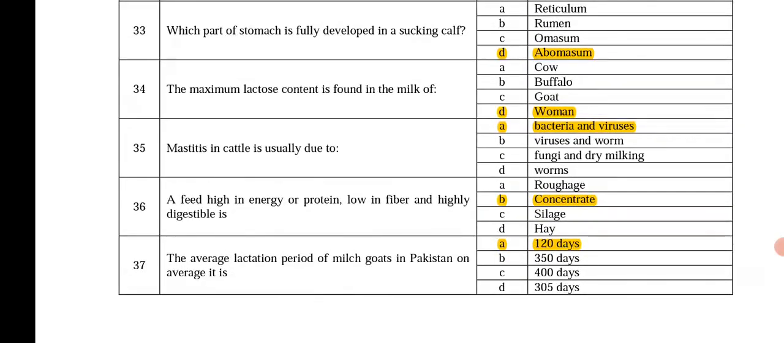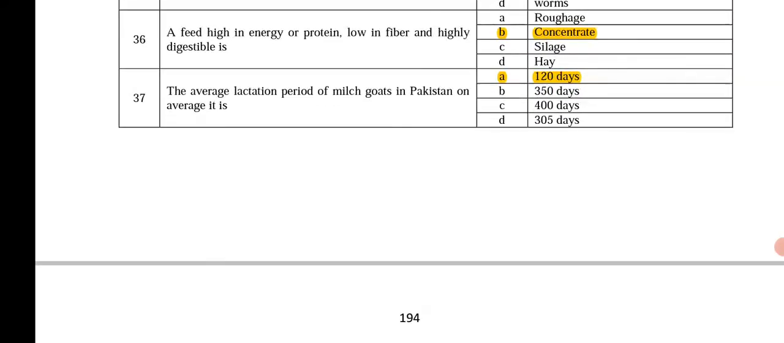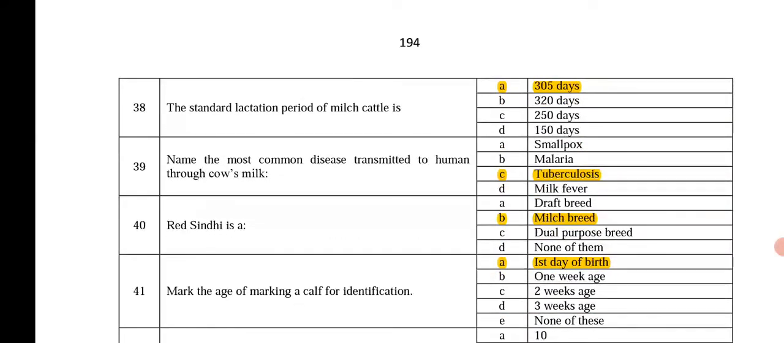Mastitis in cattle is usually due to bacteria and viruses. A feed high in energy or protein, low in fiber or highly digestible is concentrate. The average lactation period of milch goats in Pakistan is 120 days. The standard lactation period of milch cattle is 305 days.